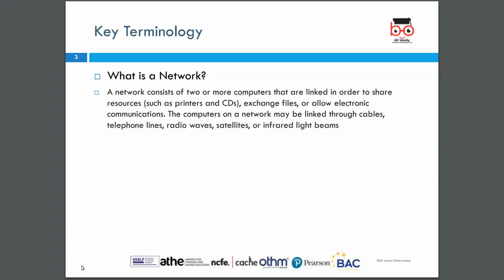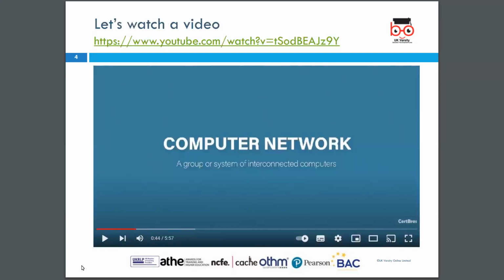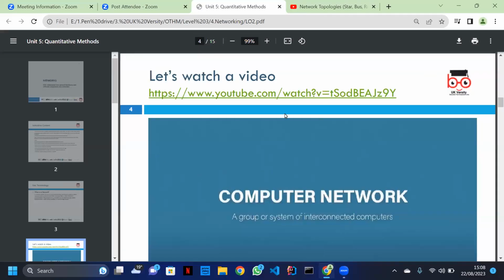So a computer on a network might be linked through cable, telephone line, radio wave, satellite, or infrared light beams. So as we know, a network could be a physical or logical network, and this will now define how this will now work. So I have one video which I want to share with you.